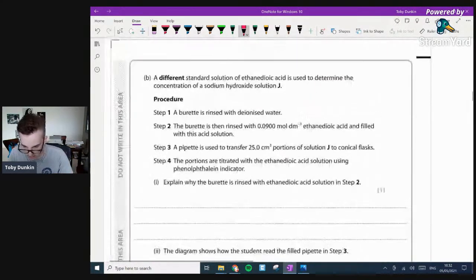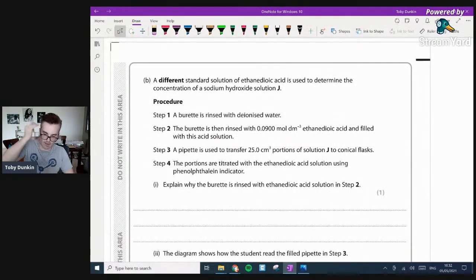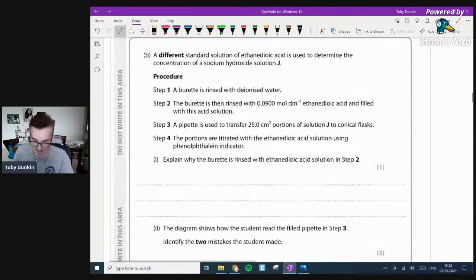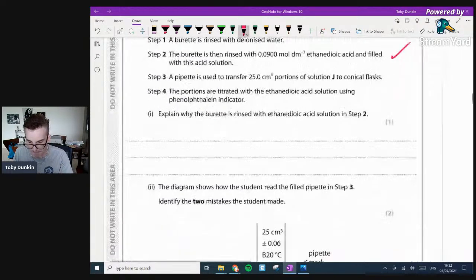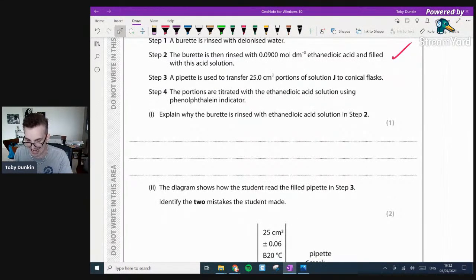Moving on. A different standard solution of ethane dioic acid is used to determine the concentration of the sodium hydroxide. A burette is rinsed with deionized water. Bad plan. It's really stupid. The burette is then rinsed with 0.09 moles per dm cubed ethane dioic acid and filled with this. Okay, so that fixes it. A pipette is then used to transfer 25 centimeter cubed portion of sodium hydroxide to the conical flask. The portion was titrated with ethane dioic acid using phenolphthalein. Explain why the burette is rinsed with ethane dioic acid solution in step two.